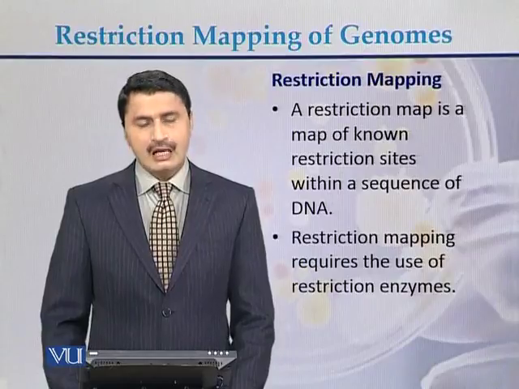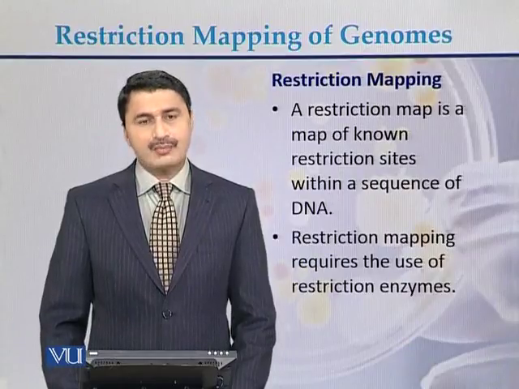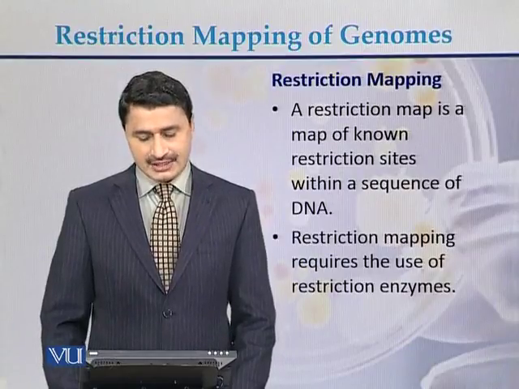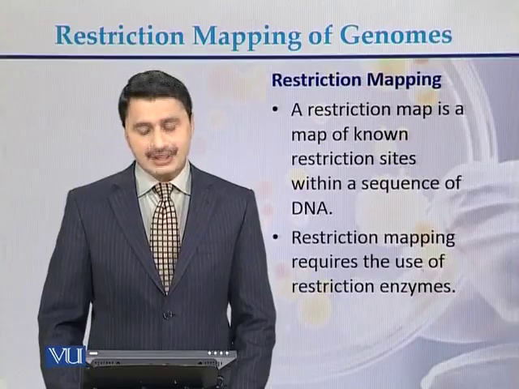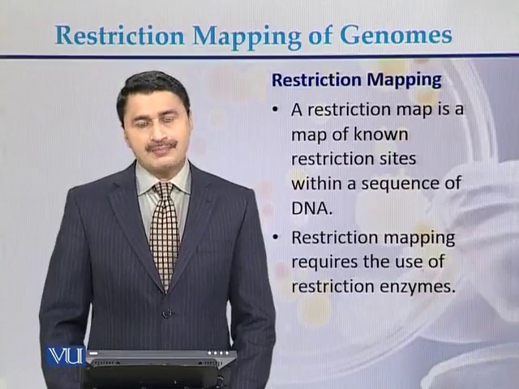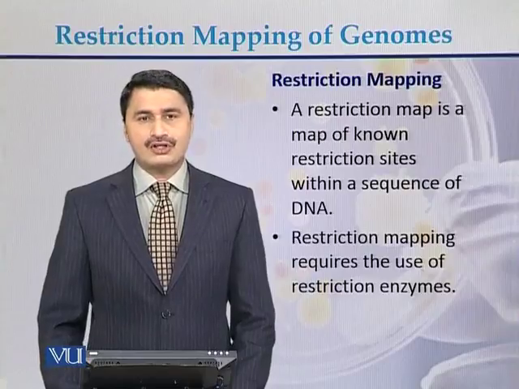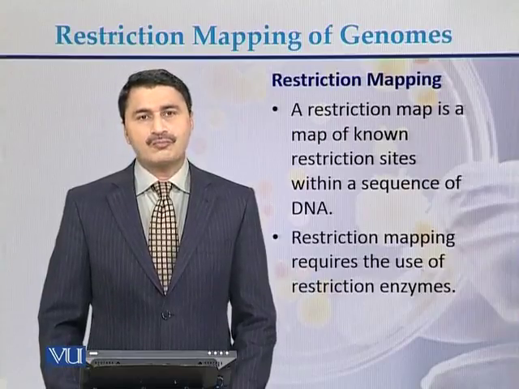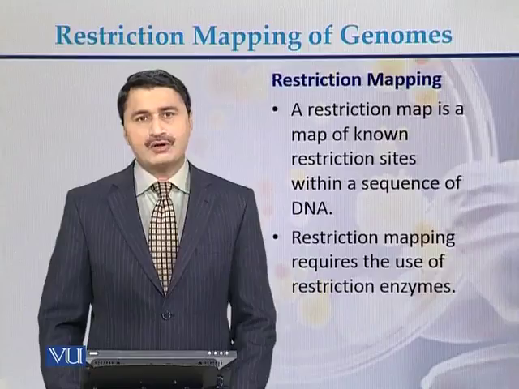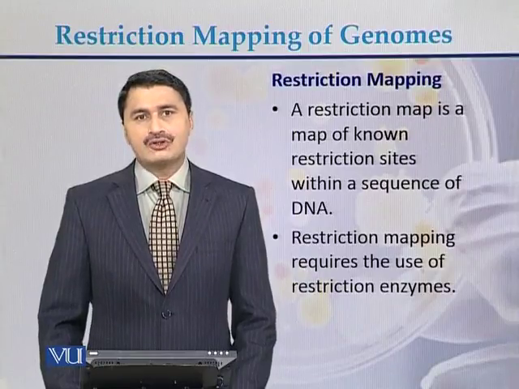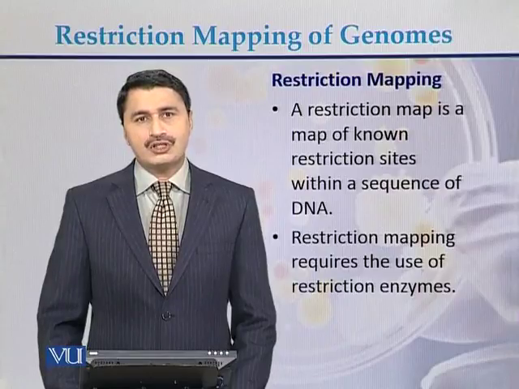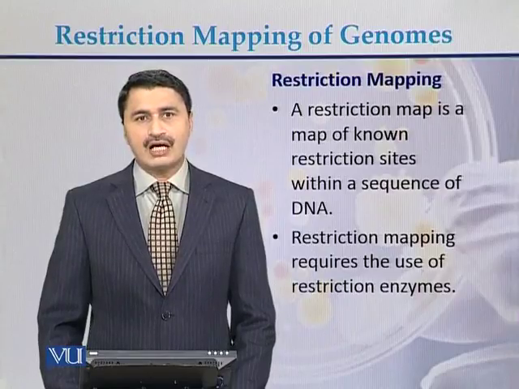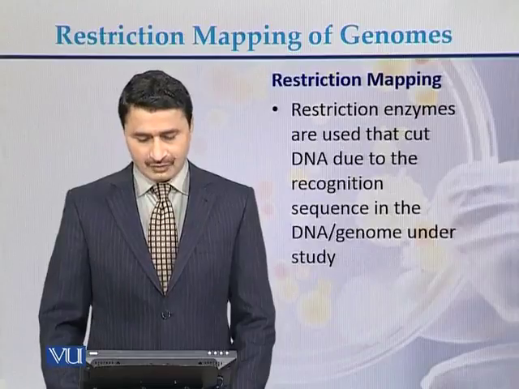Restriction mapping of the genomes. A restriction map is a map of known restriction sites within a sequence of the DNA. Restriction mapping requires the use of restriction enzymes. To perform the restriction mapping of the genomes, we usually need the restriction enzymes. So, restriction mapping of the genomes is performed with the help of the restriction enzymes.